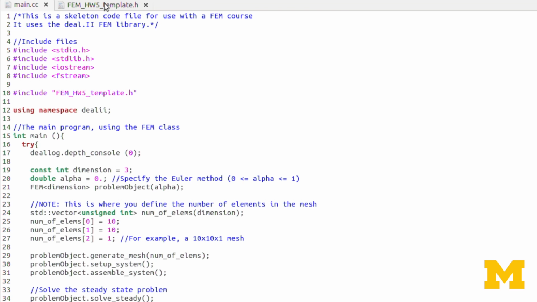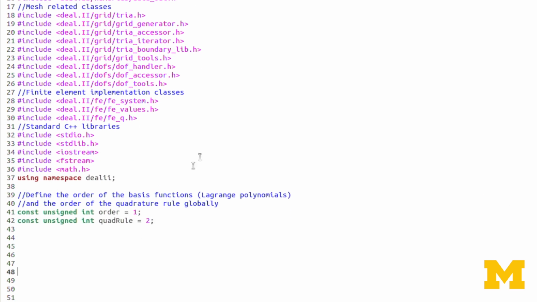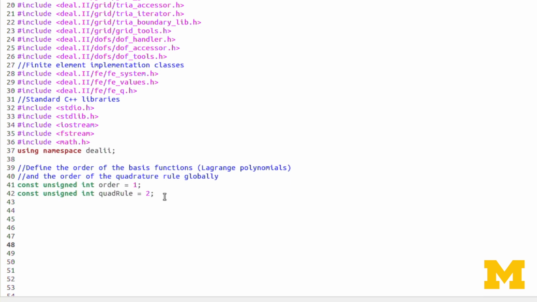Let's shift over to the header file now. Just as in homework 4, I've defined order and quadrule as global variables at the top here. Again, when you turn in your assignment, use order equals 1 and quadrule equals 2. But for your own edification, you can change that order and quadrule if you'd like. DL2, again, will take care of any order or quadrature rule.